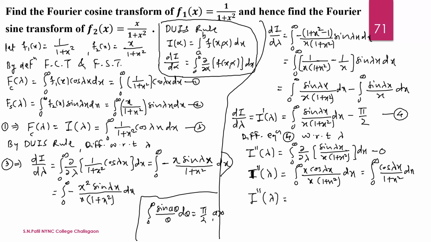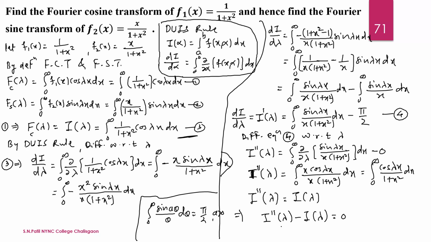Now see from equation 3, cos lambda x upon 1 plus x square integrated is I lambda. It can be written as I lambda. Now see the new equation: I double dash lambda minus I lambda is equal to 0. It is a second order ordinary derivative equation, otherwise a second order linear differential equation with constant coefficients.